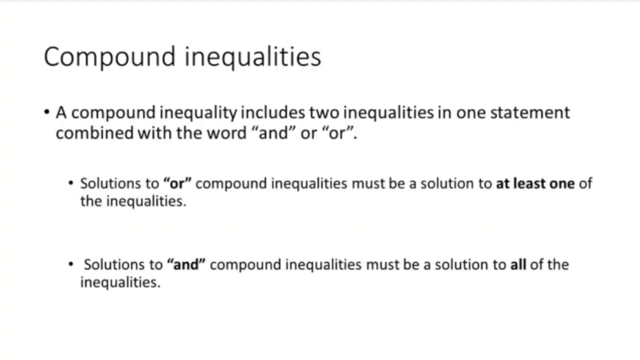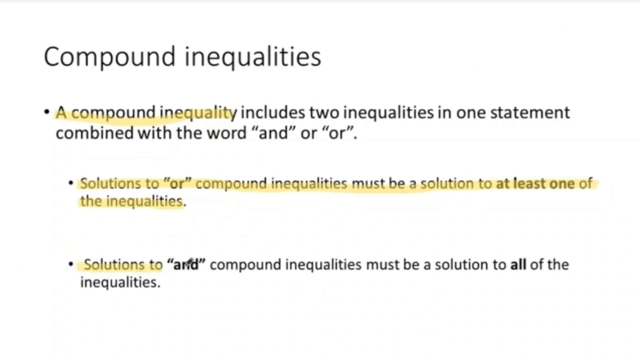Next, we'll talk about compound inequalities. A compound inequality includes 2 or more inequalities in one statement combined with the words and or or. It's very important we pay attention to whether the compound inequalities are brought together with the word or or the word and. A solution to an or compound inequality must be a solution to at least one of the inequalities. It doesn't necessarily have to be a solution to all of the inequalities. So long as it's a solution to at least one of them, it is a solution to the compound inequality.